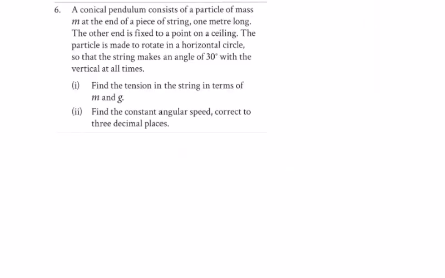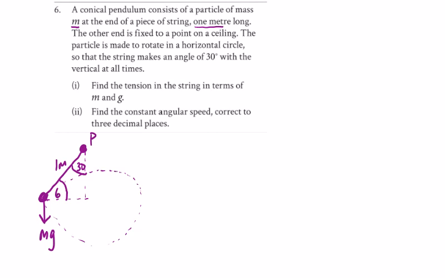Question 6, we have a conical pendulum consisting of mass m at the end of a piece of string. It's 1 meter long, so set up my diagram here. It's 1 meter long, and we have mg. So what's happening here? It's fixed to a point on the ceiling we call P. The particle is made to rotate in a horizontal circle. We can't show the rotation, maybe something like this in a horizontal circle. And the string makes an angle of 30 with the ceiling, so 30 here, we'd have 60 down here.